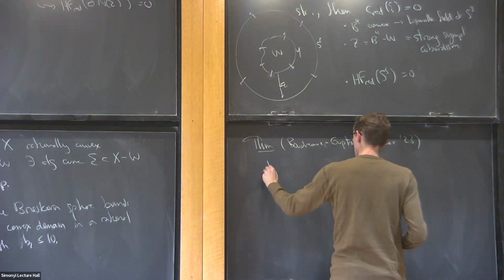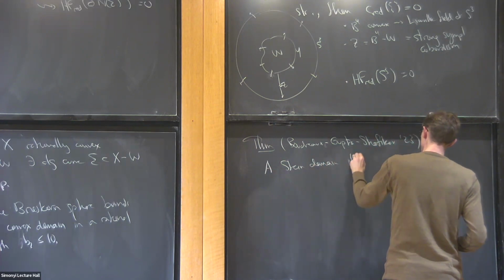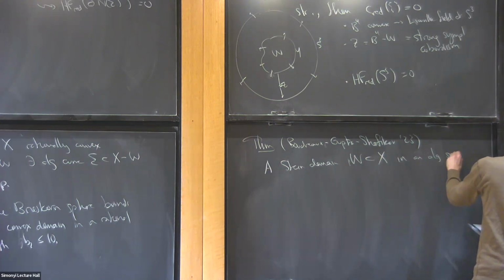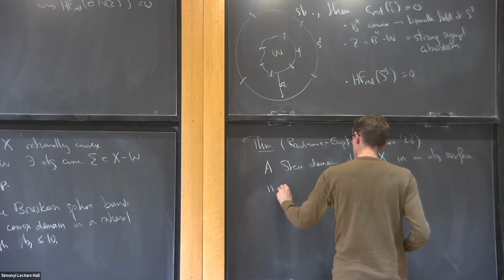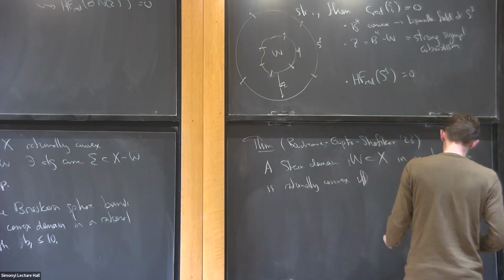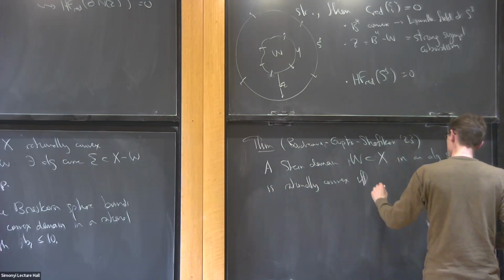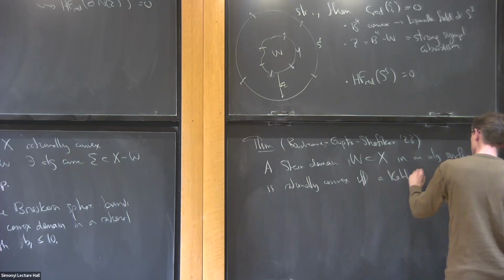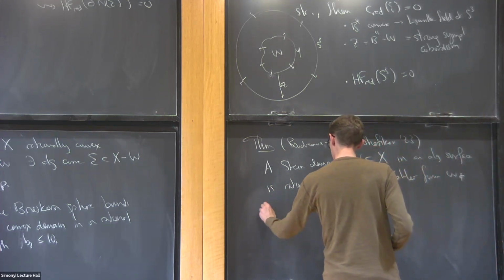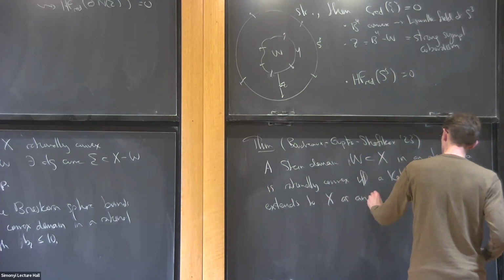It says that a Stein domain, say W, in one of these algebraic surfaces, is rationally convex if and only if, and this is analogous to condition 3 that we had in that theorem before, the Kähler form omega phi coming from the Stein structure of W extends to all of X as an integral Kähler form.